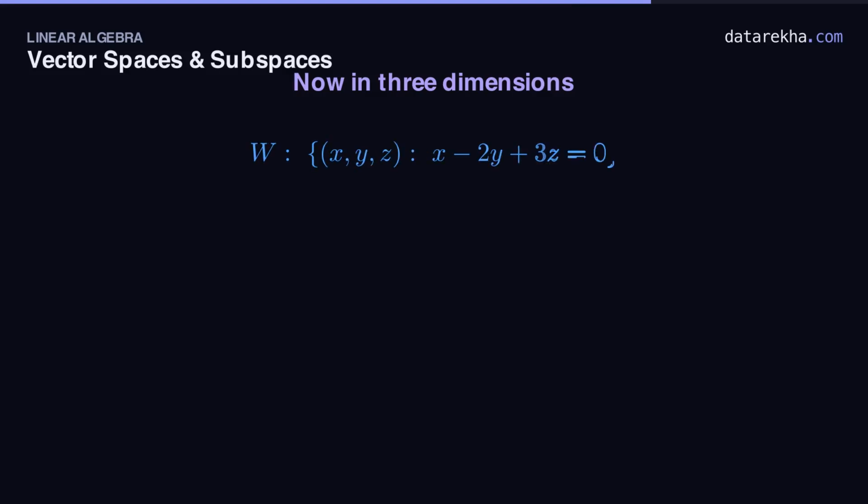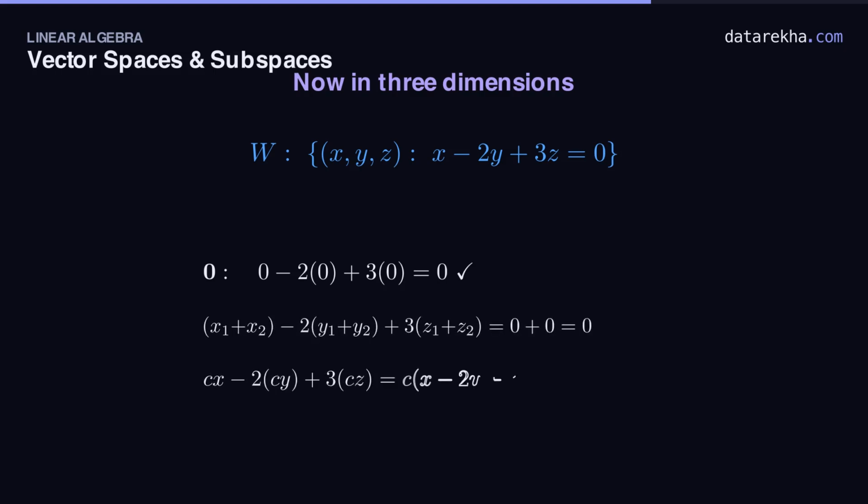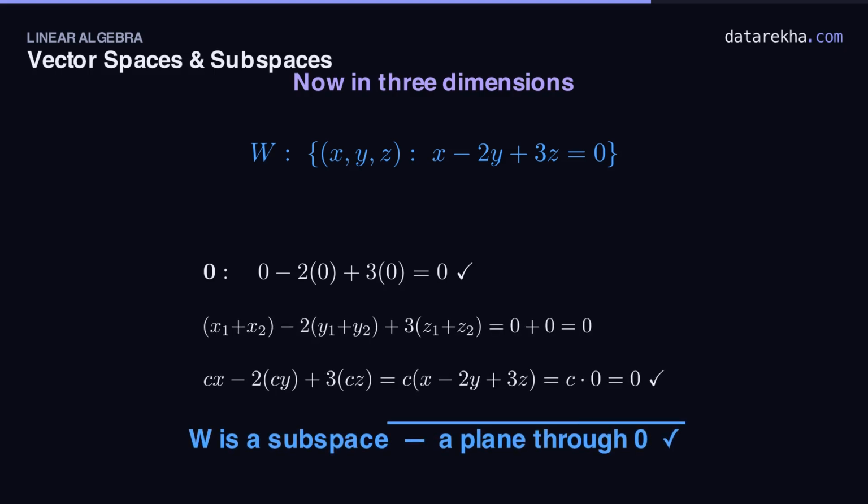Let's do the same check one dimension up. W is the set in space where x minus 2y plus 3z equals 0. Contains 0? 0 minus 0 plus 0 is 0. Yes. Addition. Add two solutions and the expression splits into the two originals, 0 plus 0. Scaling. Pull the c out front and it multiplies 0. All three pass. So W is a subspace and geometrically it is exactly a plane through the origin.